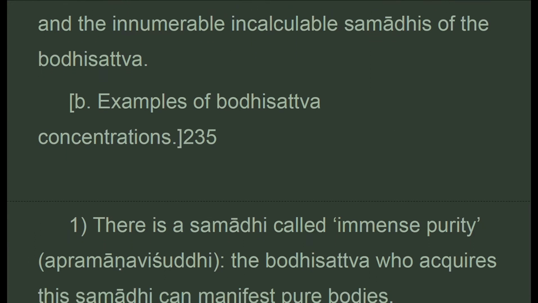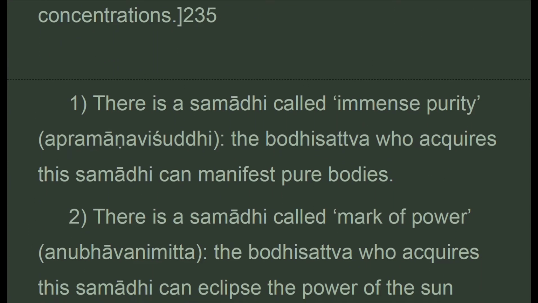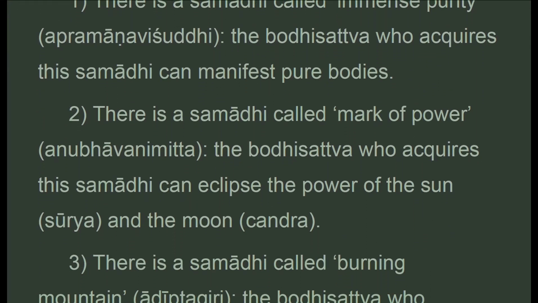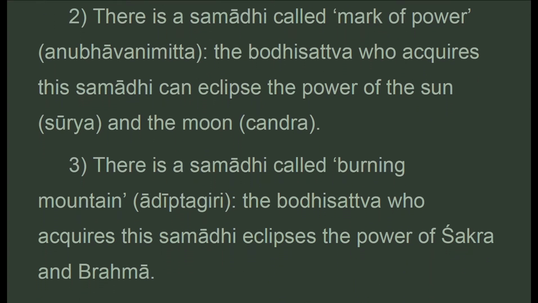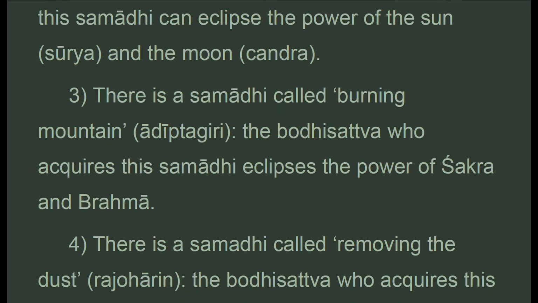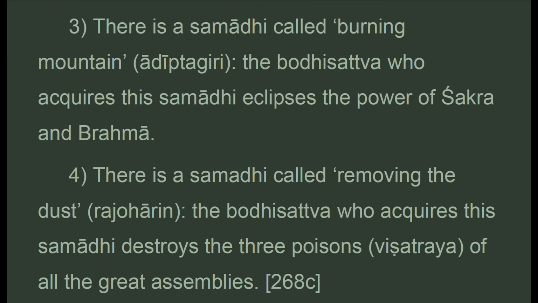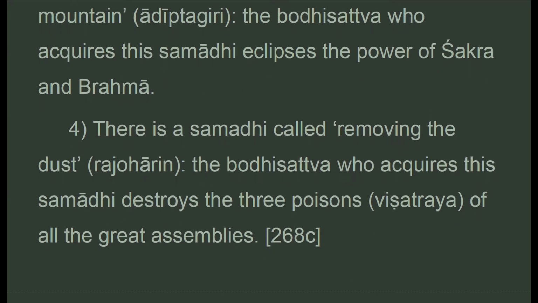1. There is a samadhi called immense purity. The bodhisattva who acquires this samadhi can manifest pure bodies. 2. There is a samadhi called mark of power. The bodhisattva who acquires this samadhi can eclipse the power of the sun and the moon. 3. There is a samadhi called burning mountain. The bodhisattva who acquires this samadhi eclipses the power of sakra and brahma.